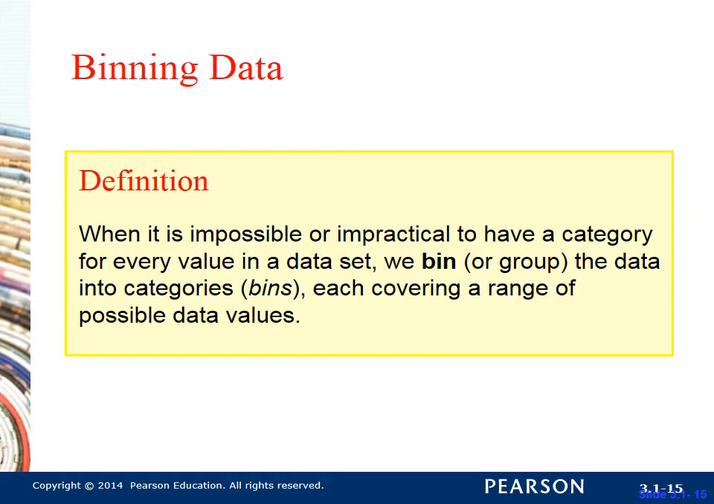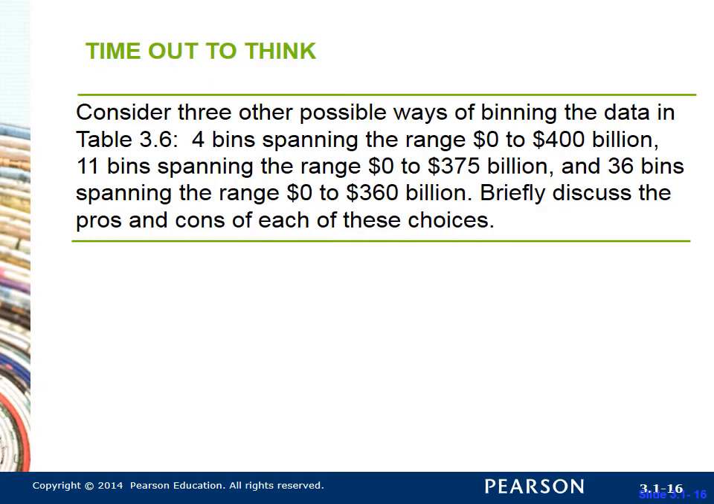So when I bin data, we do that when it's impossible or impractical to have a category for every data value. You just have too many. Bins, or classes, is another way you see that when you're talking about histograms. It just gives a better way to organize. If we talk about 3 different possible ways of binning the data in that last table, I could have 4 bins spanning 0 to 400 billion, or I could have 11 spanning 0 to 375, or 36 going from 0 to 360. Each one of those has pros and cons.